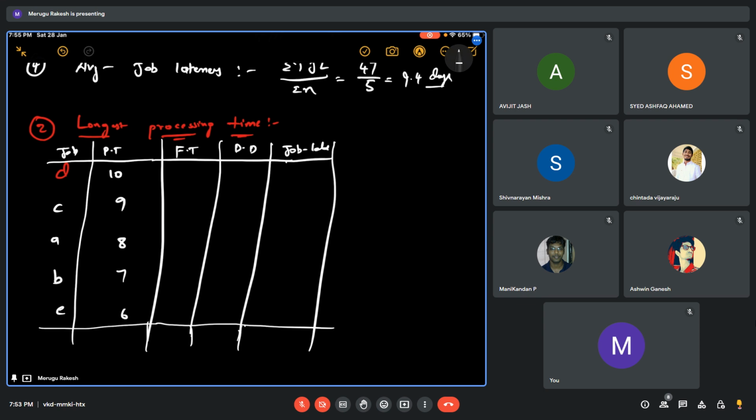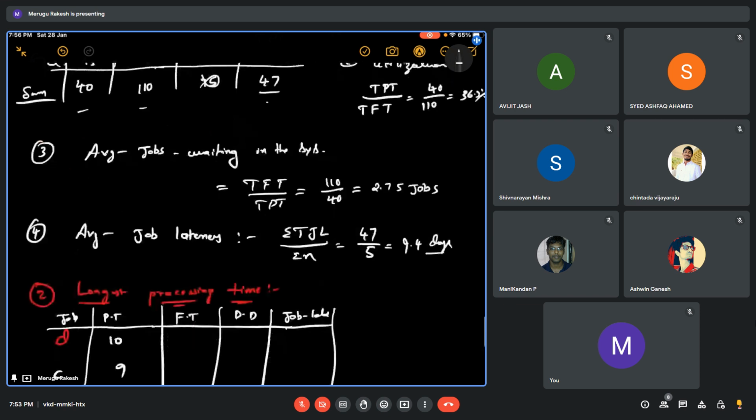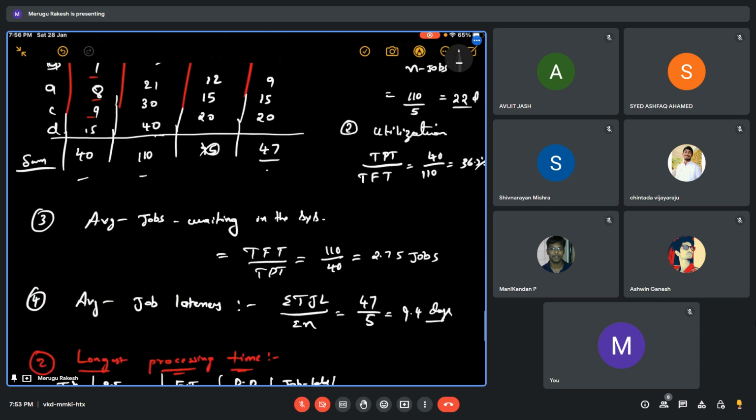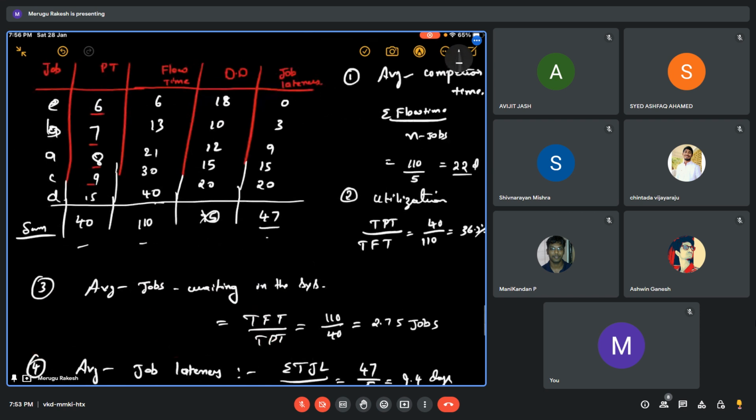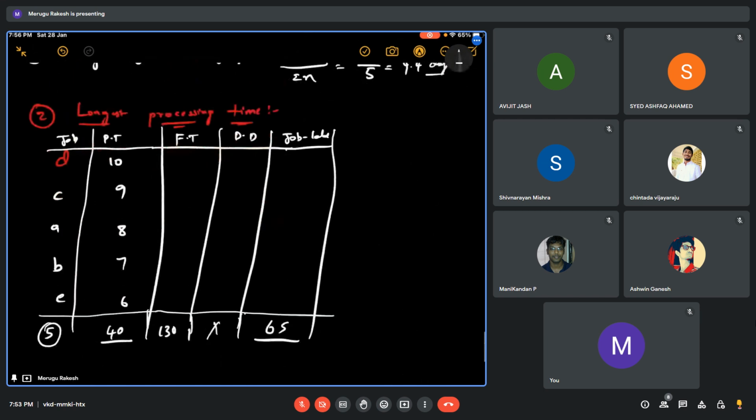So we'll have 5 jobs. Total processing time will remain the same irrespective of that, but this flow time will change. 130. No need for due date. Then the average tardiness, average job lateness, is 65, whereas in SPT we have only 47. But here we have 65. The flow time is 130, in SPT it is 110. These values are changing according to the model we figure out.